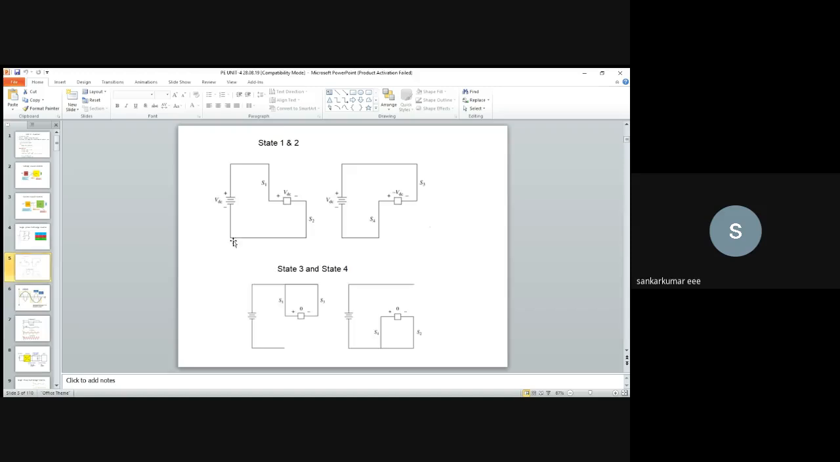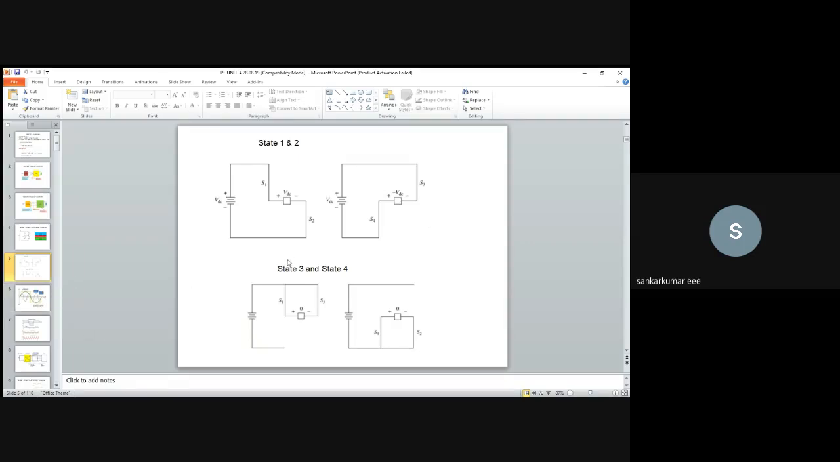So here it is explained. If S1 and S2 are turned on, the current will flow like this, and that will give the positive half cycle. When S3 and S4 are turned on, the current flow will be like this, in the opposite direction. Here S1 and S3 are turned on, so the voltage will be 0. Here S4 and S2 are turned on, and the output voltage is again 0.